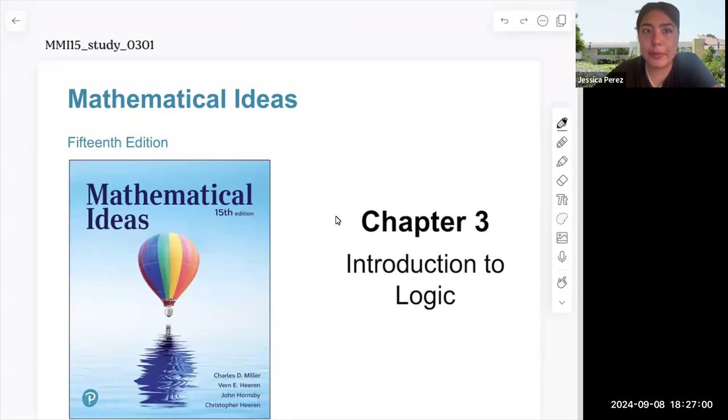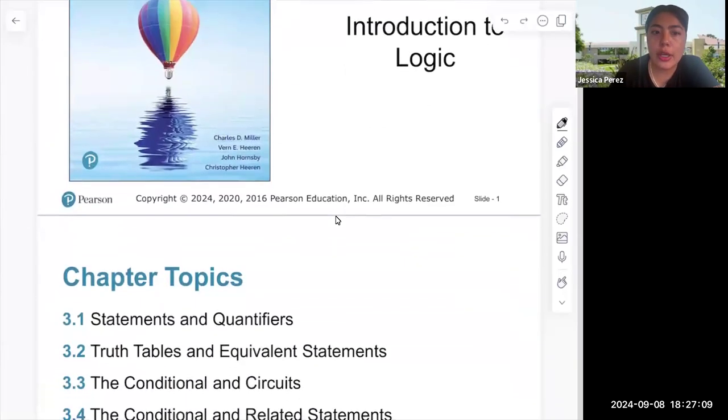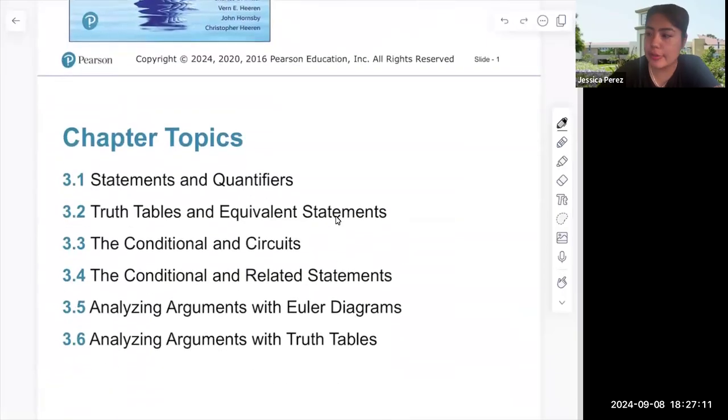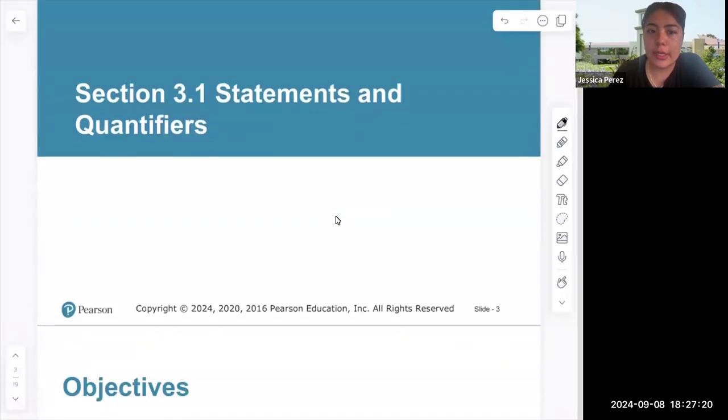This is a new chapter, and we are introducing you to logic and what it means to work with logic. The first thing we need to do is to talk about statements and quantifiers. So statements and quantifiers is what we're going to go over in this recording. So section 3.1 is statements and quantifiers.